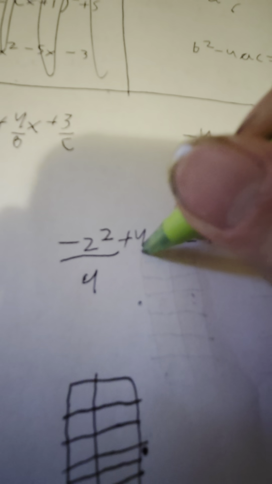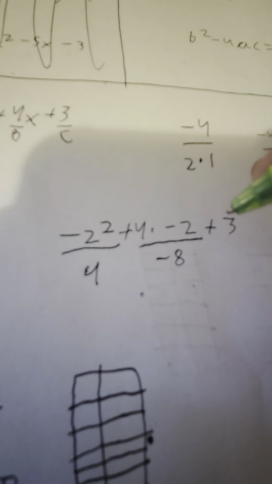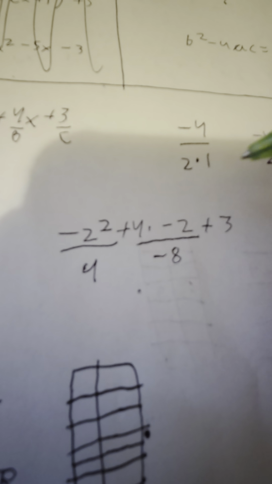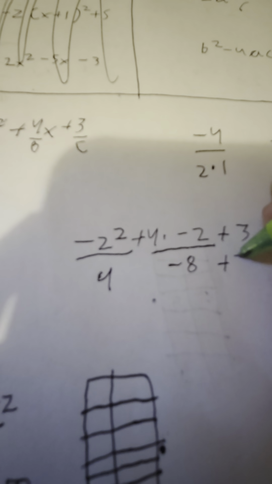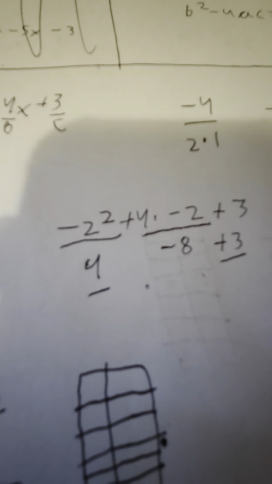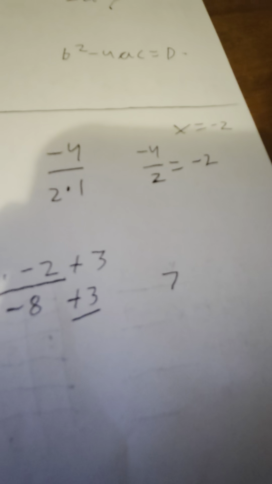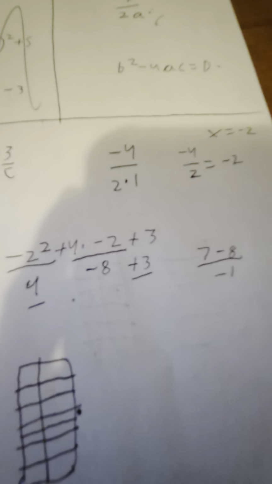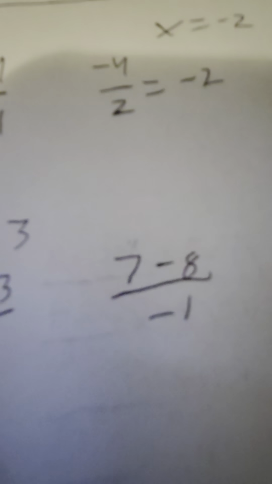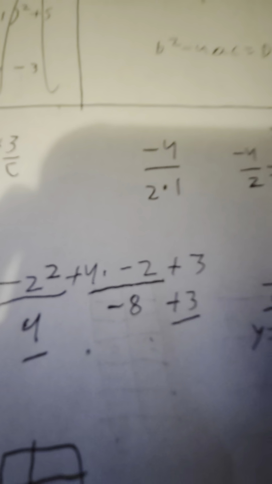So then we're going to do 4 times negative 2, which is just negative 8. If you didn't get that, think of 4 times 2 and just add the negative. Then you do plus 3. Now, 4 plus 3 is 7. Now, if I have $7 and I spend $8 for a few bags of chips, I'm at negative $1. I'm $1 in debt. Okay? That's your y.